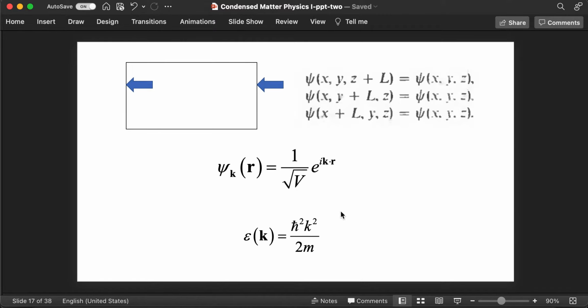So you can consider boundary conditions such as these: psi of x comma y comma z plus L is equal to psi of x comma y comma z, and similarly for the other two dimensions. And those are called the von Karman boundary conditions. And it's a fairly trivial matter to show that a wave function of this form satisfies the Schrodinger equation, and the energy would be given by this. But this is of course just the free particle wave function and the free particle energy that you may have studied in quantum mechanics before.